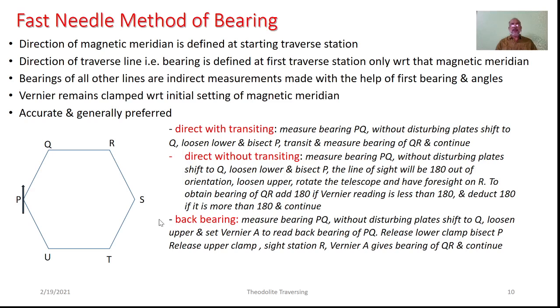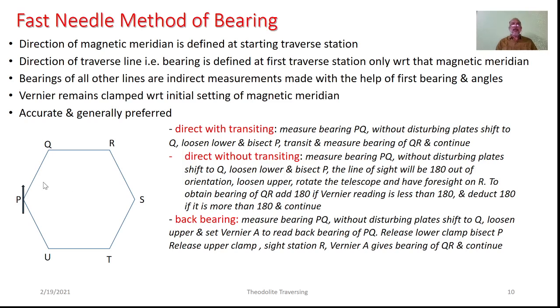The third method is the method of back bearing. Here again, we set the equipment at station P with respect to the magnetic meridian and measure the magnetic bearing of PQ. Without disturbing the plates, we shift the equipment to station Q. We loosen the upper plate and set the vernier A to read the back bearing of line PQ. As we set the back bearing of line PQ, we release the lower clamp and bisect the station P.